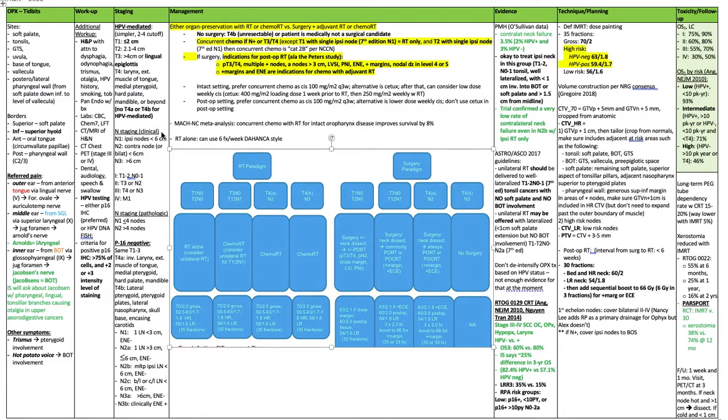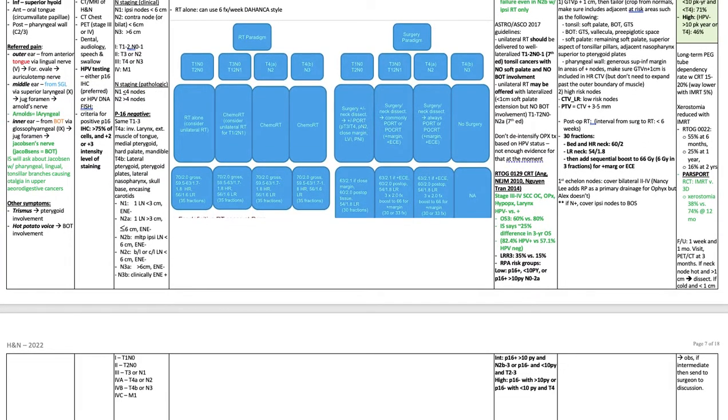N1 for p16 negative is 1 lymph node less than 3 centimeters. And again, this is a clinical staging. So clinical N1 HPV negative, 1 lymph node less than 3 centimeters, ENE negative. N2A, 1 lymph node greater than 3 centimeters, less than or equal to 6 centimeters, ENE negative. N2B, multiple ipsilateral lymph nodes less than 6 centimeters, ENE negative. N2C, bilateral or contralateral lymph nodes less than 6 centimeters, ENE negative. N3A, greater than 6 centimeters, ENE negative. N3B, clinically extranodal extension positive.